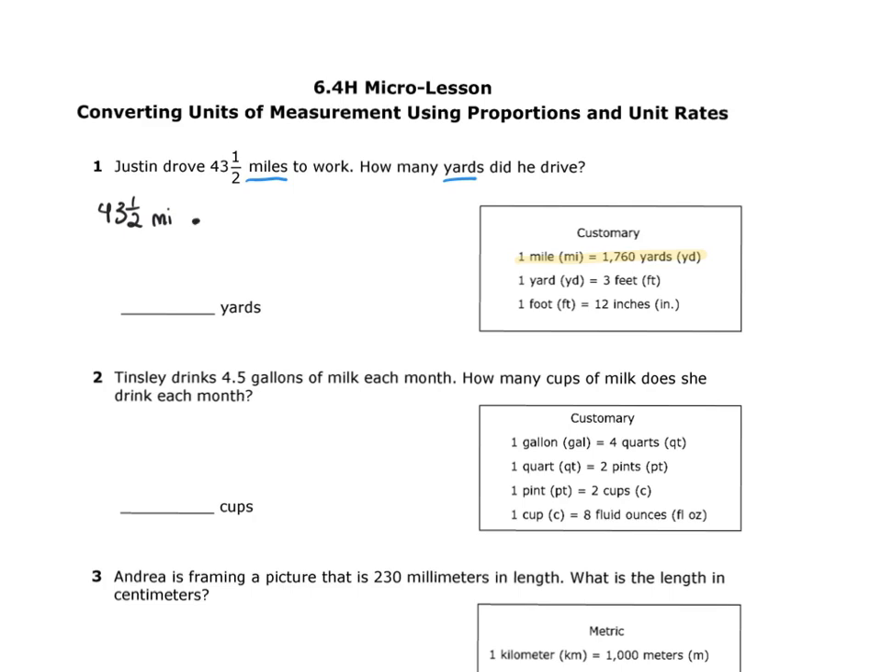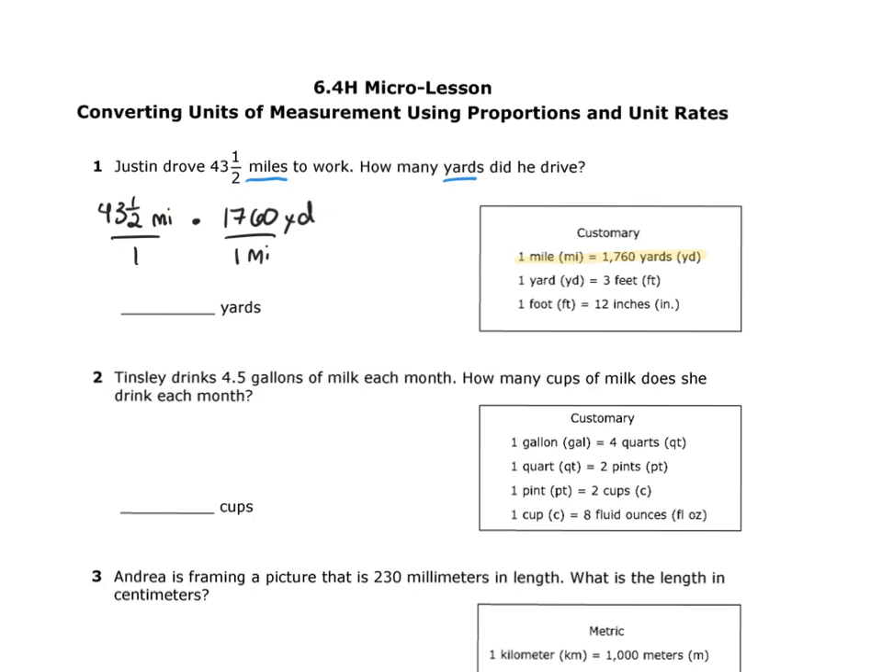So I'm going to write a unit rate. And right now, imagine that this whole number is a fraction. We could write it as a fraction if we wanted, couldn't we? We just have a 1 in the denominator. So 43.5, the miles is in my numerator, right? What I want is yards. And so I am going to put miles in my denominator when I write my unit rate. So I'm going to have 1,760 yards in my numerator, and I'm going to have 1 mile in my denominator, right? Because I know that 1 mile is equal to 1,760 yards.